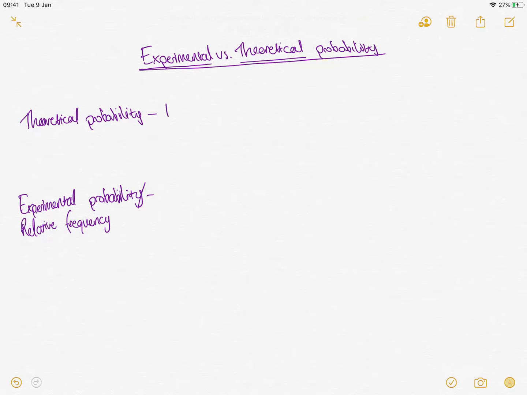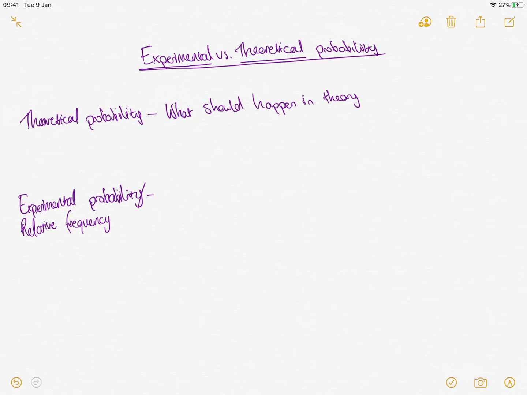Theoretical probability is what should happen in theory. So the probability of something just in theory means that it hasn't actually happened. It's just what we would expect to happen.